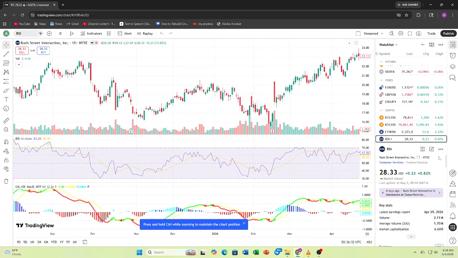For better accuracy, combine support and resistance with indicators like RSI or MACD. This helps you confirm whether price will bounce or break. So that's how you draw support and resistance in TradingView. Once you practice this, you'll start seeing market structure much more clearly.